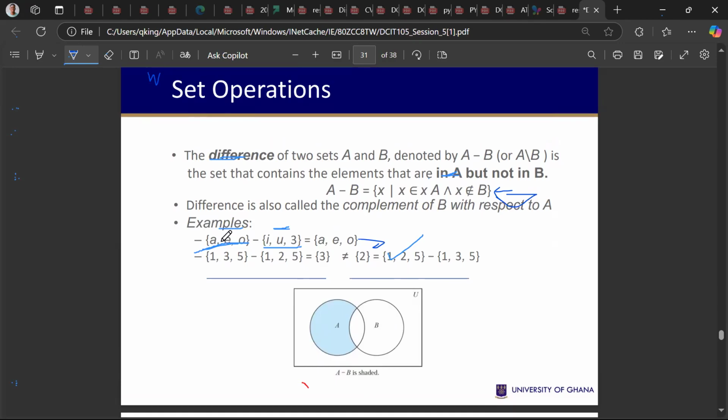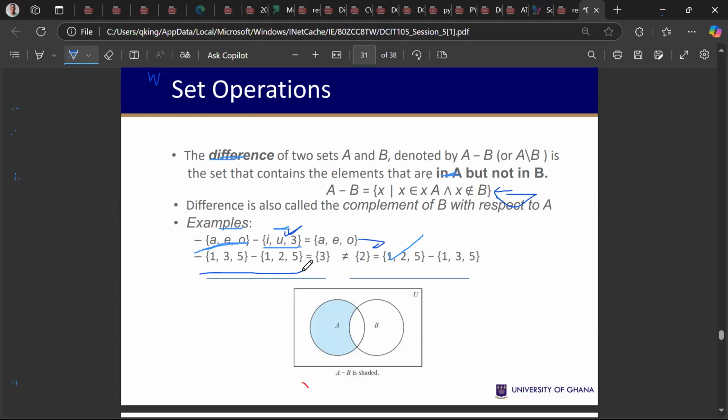So the difference of set A and then set B is that we are looking for elements that are only unique to set A. Because A, E, and O cannot be found in set B, which is I, E, U, the difference of set A and then B for this becomes every element of set A, because none of them can be found here.